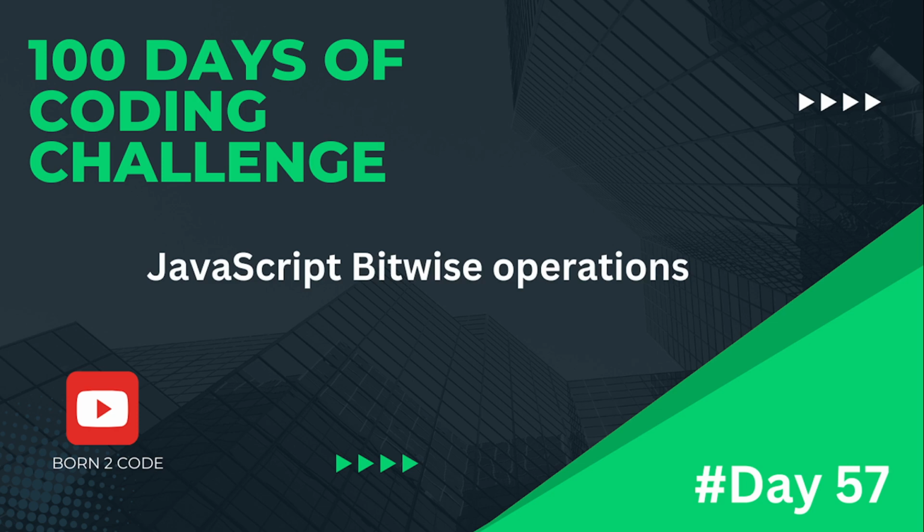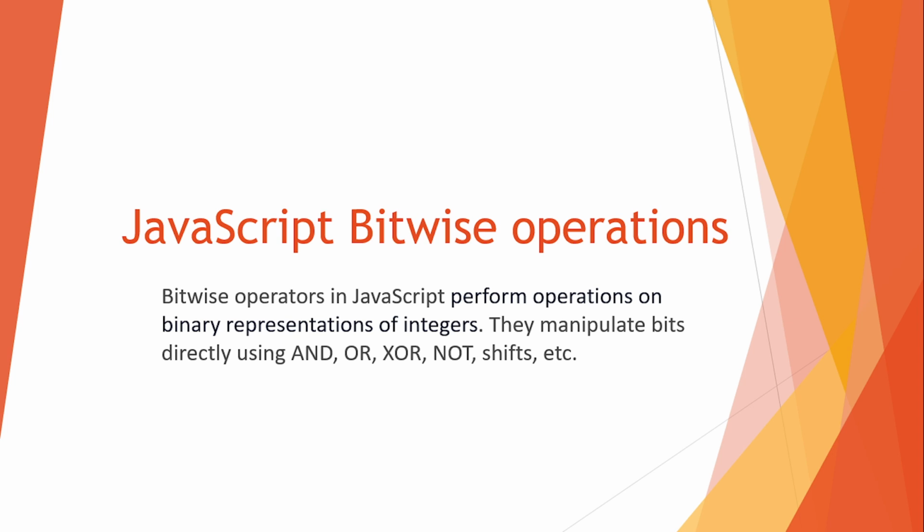Today we are going to see our 57th video in the 100 days of coding challenge. Today our topic is JavaScript bitwise operations. Bitwise operators in JavaScript perform operations on the binary representation of integers. They manipulate bits directly using AND, OR, XOR, NOT, shifts, etc.